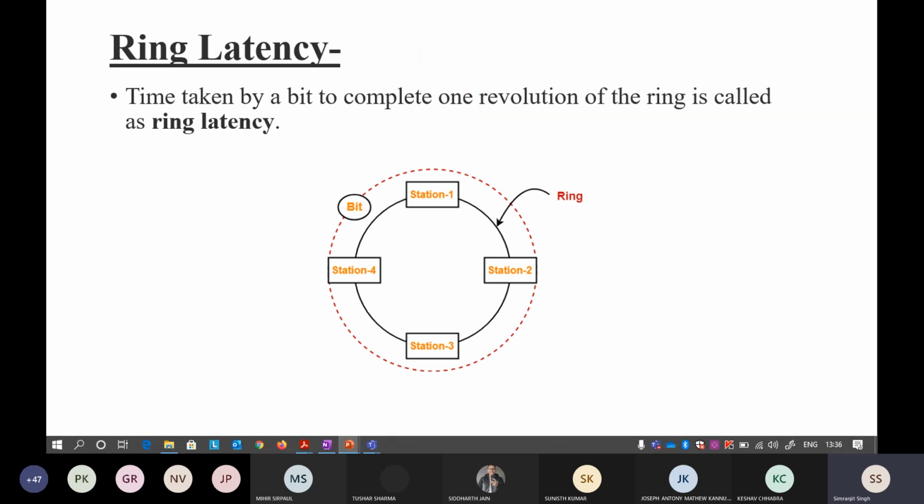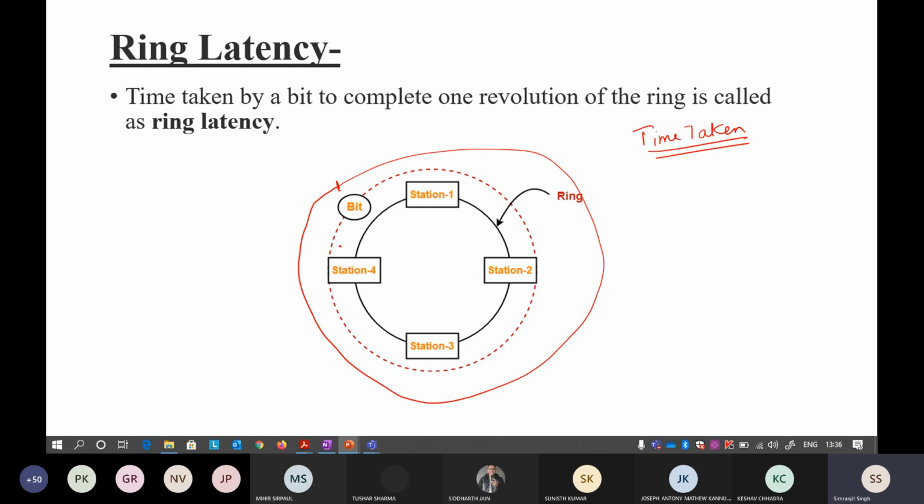Another thing is your ring latency. Ring latency is defined as the time taken by a bit to complete one revolution of the ring. Suppose your bit is here and it takes a whole complete revolution and arrives at the same point. So what will be the time taken for this bit to revolve around the whole circuit?